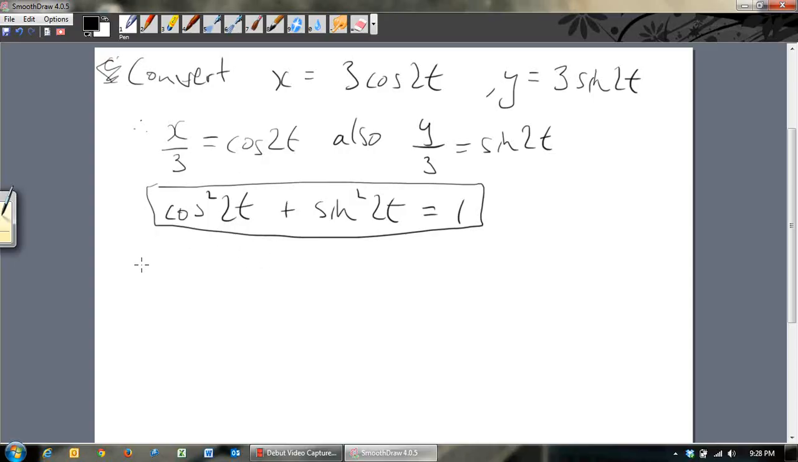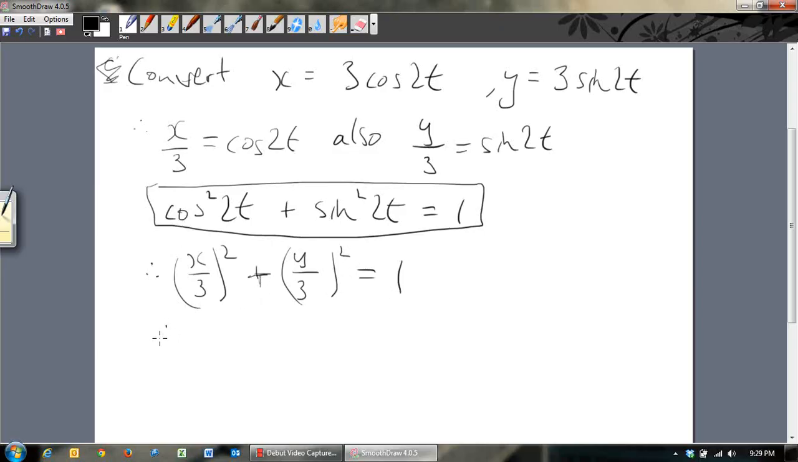So if we use this, we can write this out. So let's have a look at that. What is cos 2t equal to? Well, it's x over 3. So it's whatever cos 2t squared is, so it will be x over 3 squared. That's cos squared 2t, because cos 2t is x over 3, and this is just squared. Plus, that's the worst plus in the world, sine squared 2t. What's sine 2t? Well, sine 2t is y over 3. So it will just be whatever that is squared. So y over 3 squared equals 1.